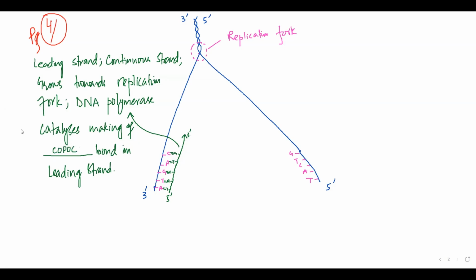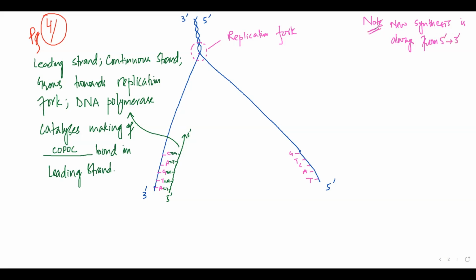Now the issue is new growth. But it's very important to remember. I'll just write a note here. New synthesis is always from 5 prime to 3 prime. The new chain will be made like this.